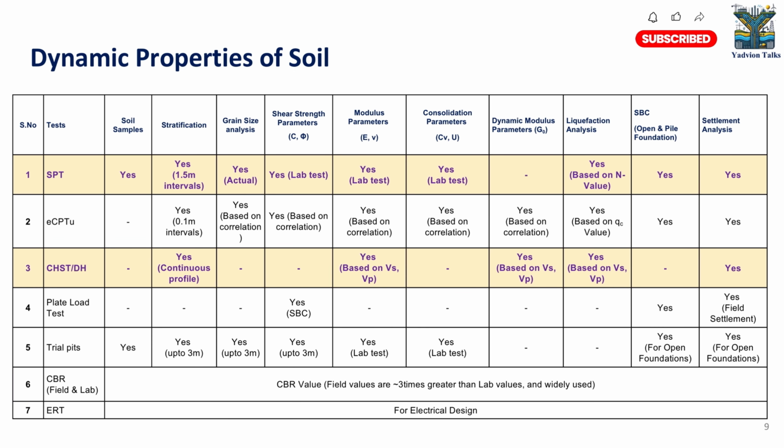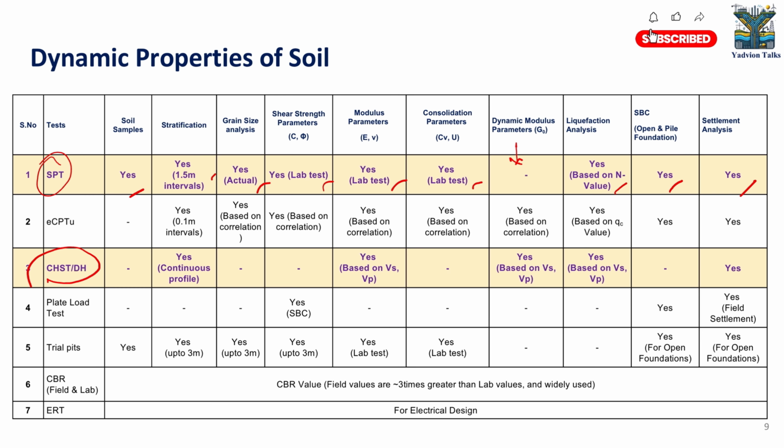Dynamic properties of soil. SPT will give us the soil sample, stratification, grain size, shear strength parameter, modulus parameter, and consolidation parameter, but not the dynamic parameter. We can analyze liquefaction, calculate the SBC, and calculate the settlement. This is widely used in the industry, while we can correlate the dynamic modulus parameter based on the N value. Next, to calculate the dynamic property, another recommendation is CHST and DH, the cross-hole sonic logger test and downhole test.